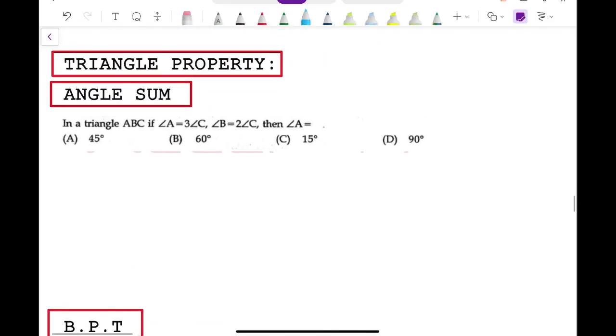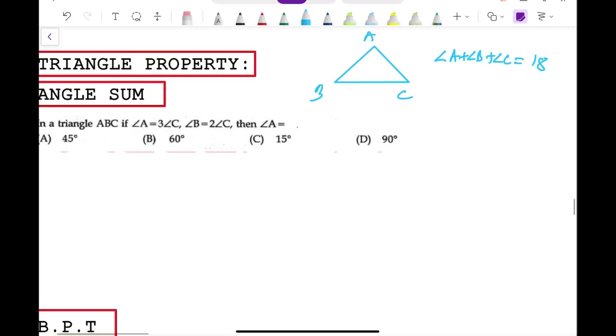Triangle property. When we talk about triangle property, if you have a triangle like this, A, B, and C, then in that case, angle A plus angle B plus angle C will always give you 180. So the interior angle sum of a triangle is nothing but 180. Okay, always keep that in mind.